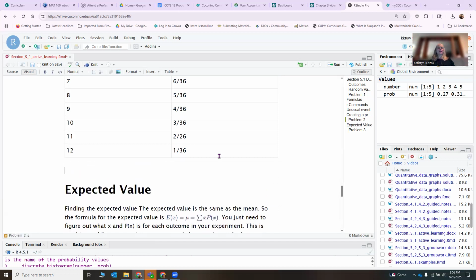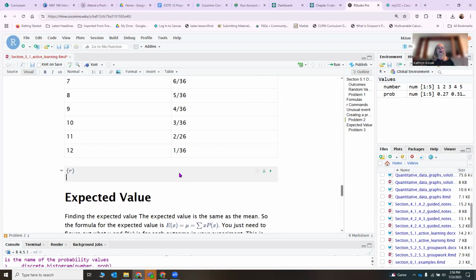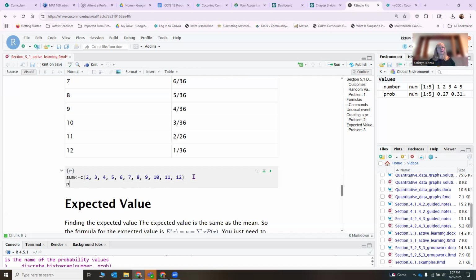So now I'd like to do a histogram of this. So what I have to do is, again, create my variables. So sum, I'll call the one variable. We're going to combine numbers 2, 3, 4, 5, 6, 7, 8, 9, 10, 11, and 12. I might put spaces there just for readability. You don't have to put the spaces there. It just makes it easier for me to read. And then I'll put my probability. And I'm going to combine those together.